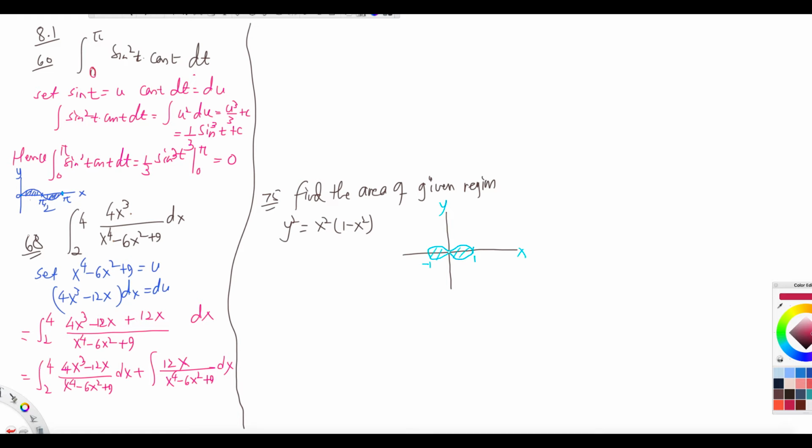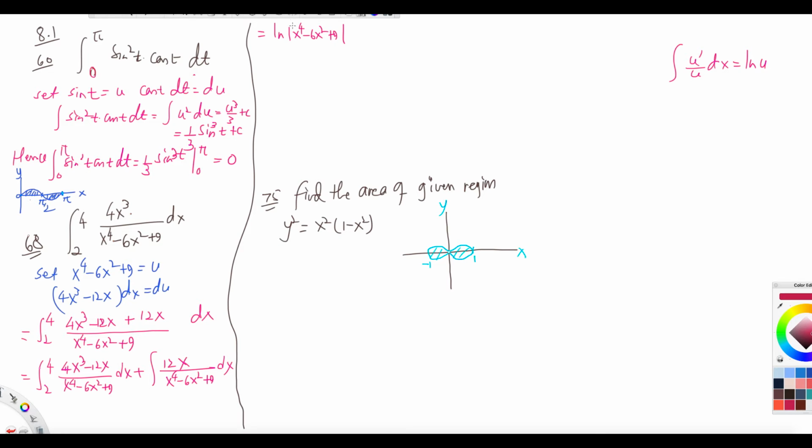Because we know that the integral of u prime over u dx will be natural log of u. It's like that, right? There is a u on the bottom and u prime on the top, and there is a dx, so it will be natural log of u, natural log of the denominator. So what I'm doing here is natural log of the denominator, which will be x to the 4 minus 6x squared plus 9.